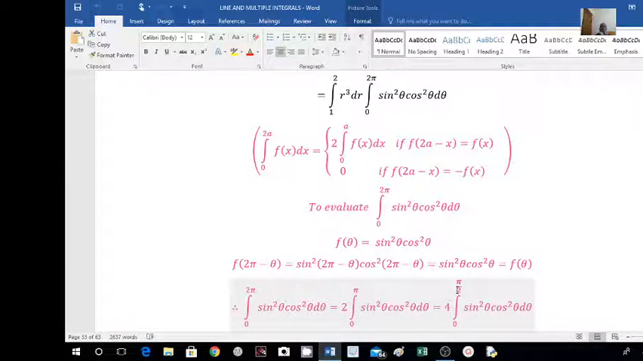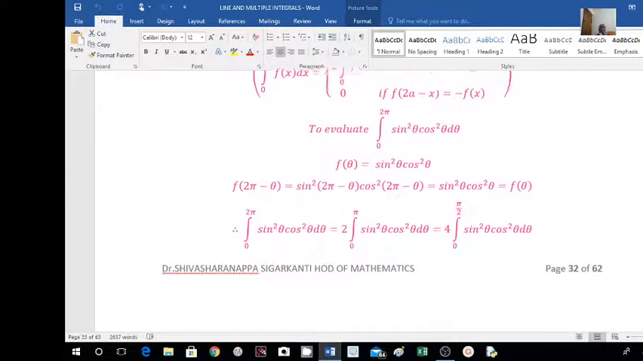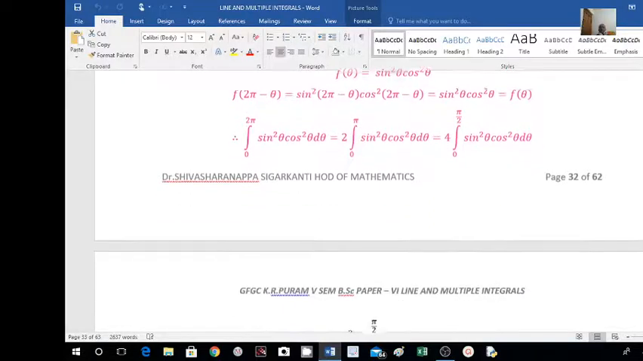Now for this integration I can use the reduction formulas. Sin to the power of m into cos to the power of n theta, with the limits of theta say 0 to pi by 2, then we have the reduction formula. Okay.